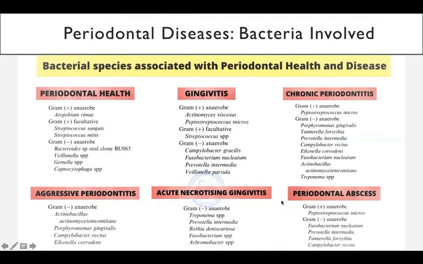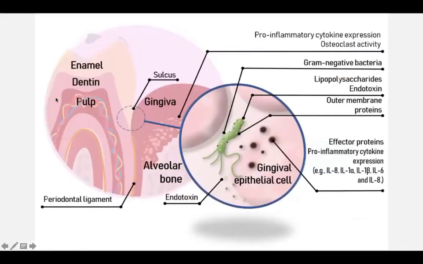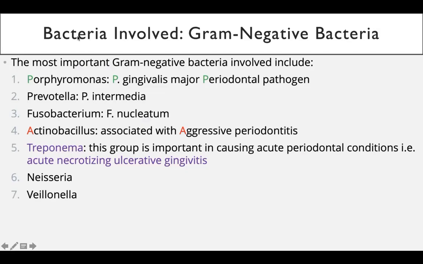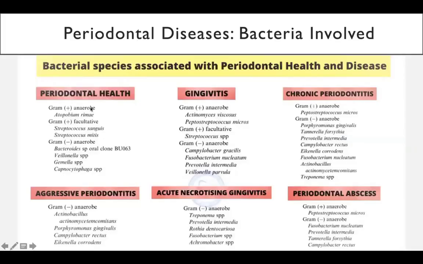This is another presentation of bacteria involved or associated with periodontal health and disease. Yes, we have bacteria which are responsible for a healthy or normal periodontium. But when these get excessive, they can also cause disease. Veillonella, we have seen gram-negative bacteria previously. It also causes disease if it is in excess, but in a healthy concentration, it keeps the periodontium healthy.